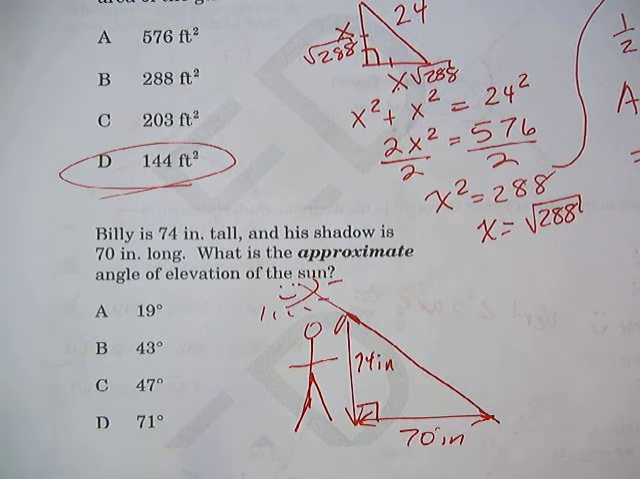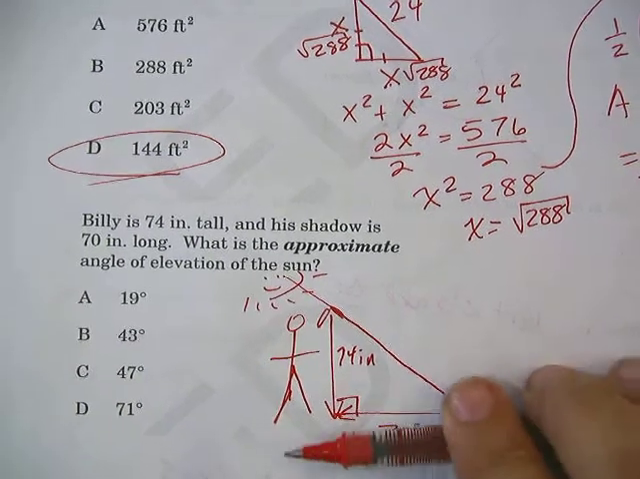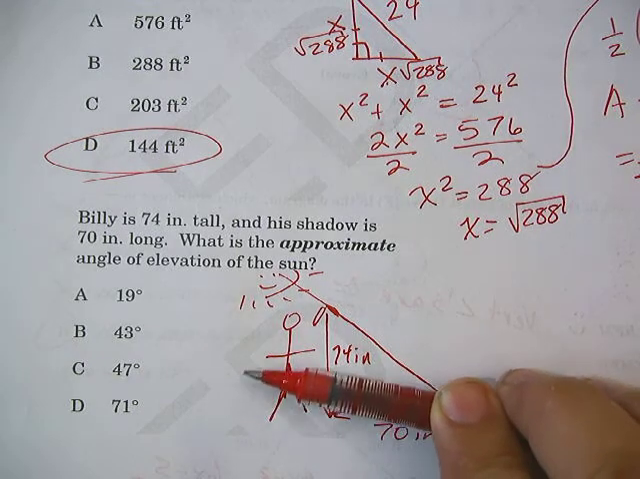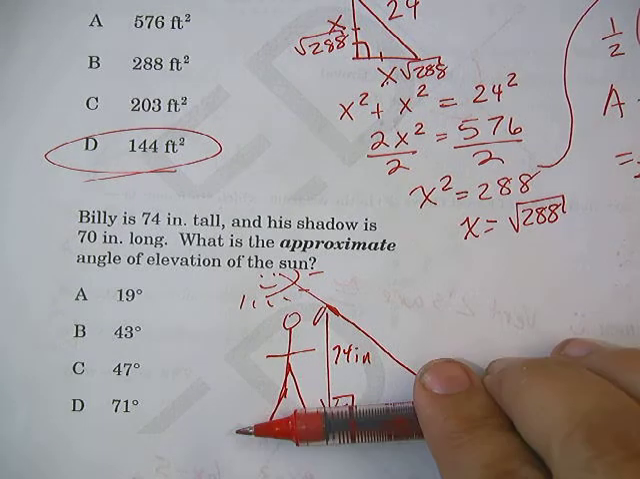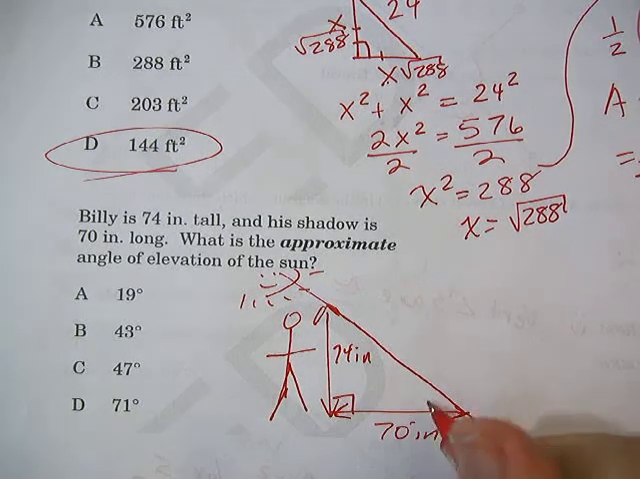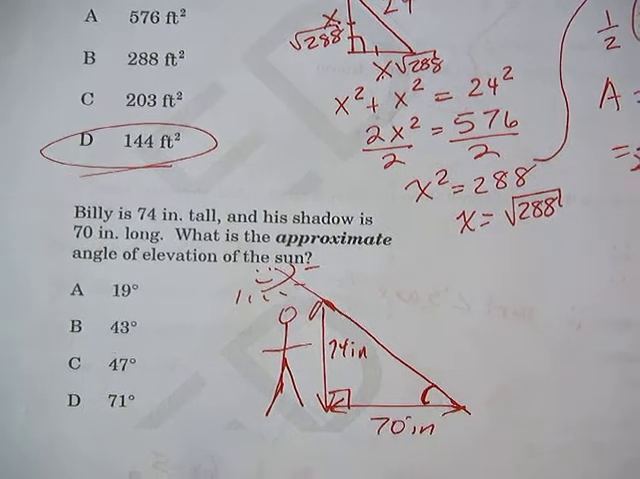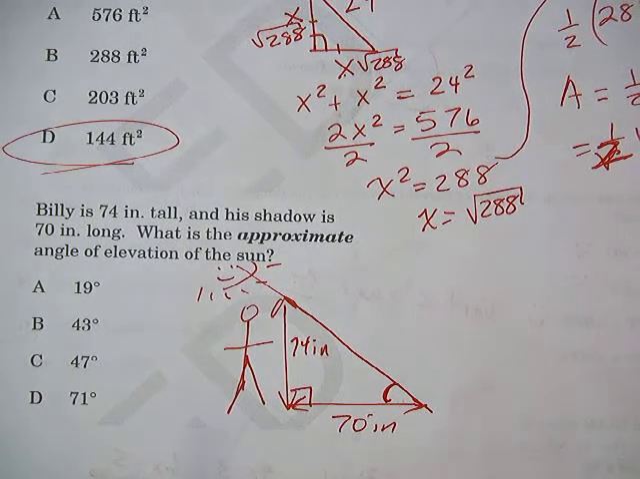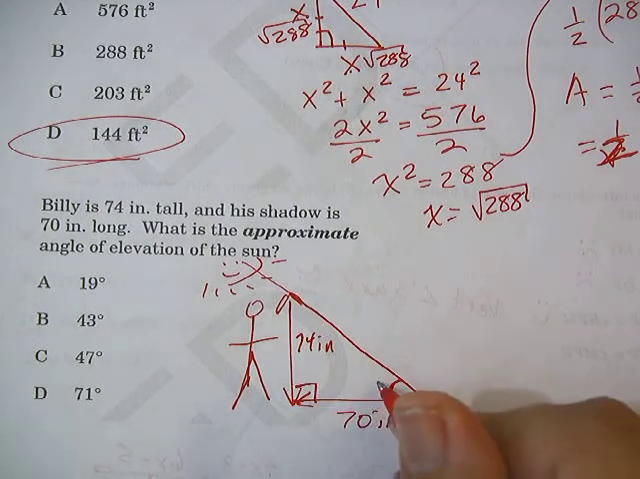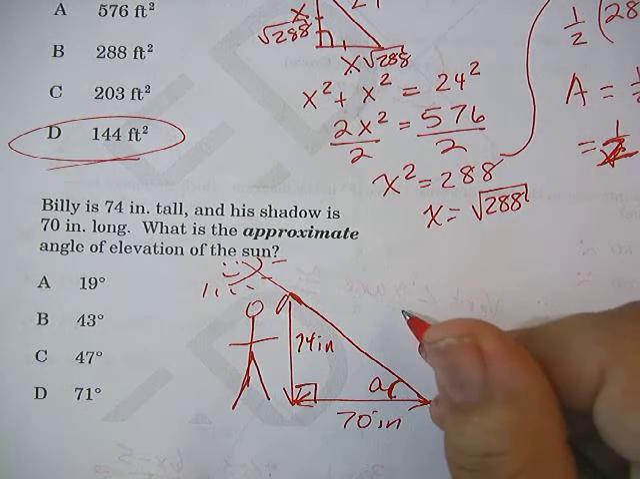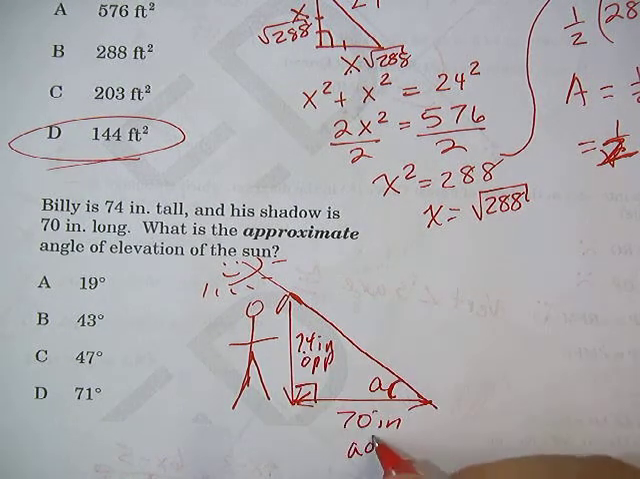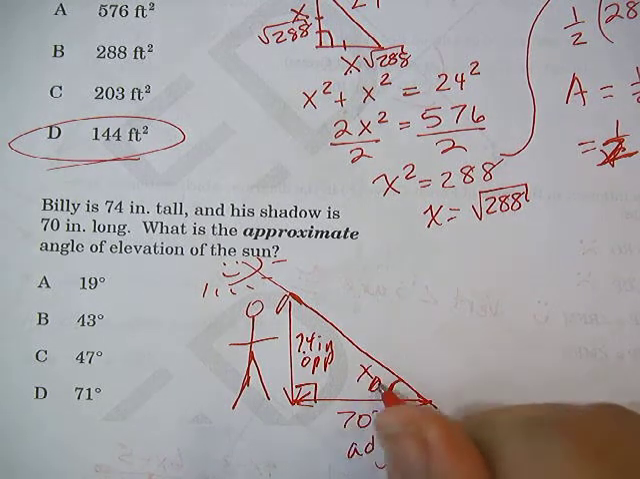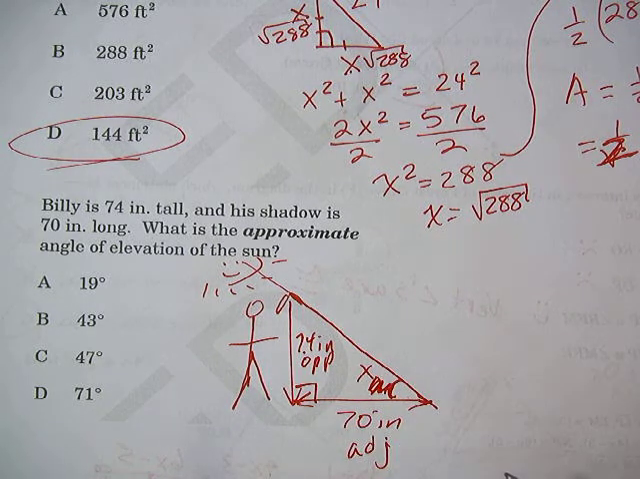The question is, which angle is the angle of elevation? When the sun first comes up, it's on the horizon, and it goes up and up and up. So the angle of elevation, the angle that you would think to measure, would actually be this one. Now we're going to use a trig function. I'll call this angle X, because I like to use A for adjacent. I know the opposite, and I know the adjacent.